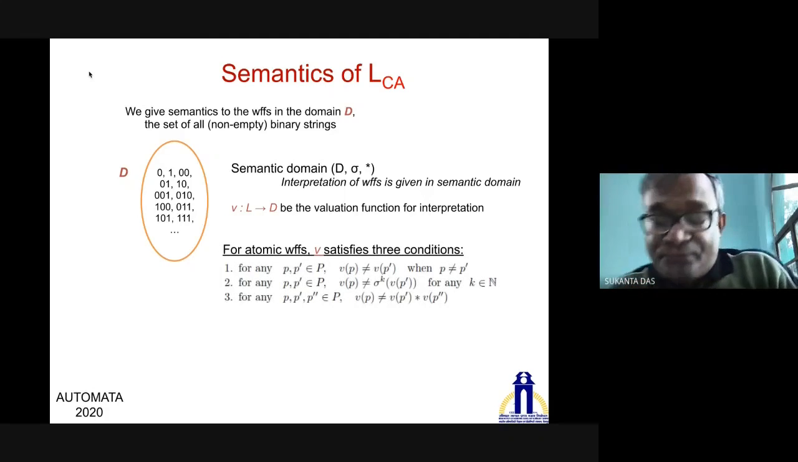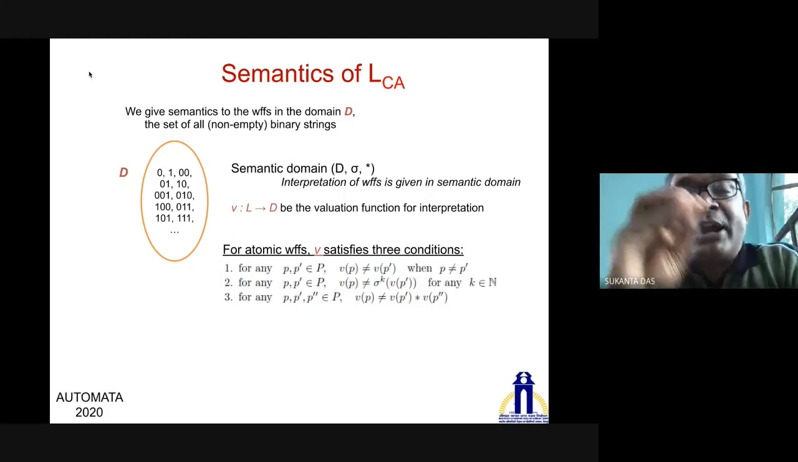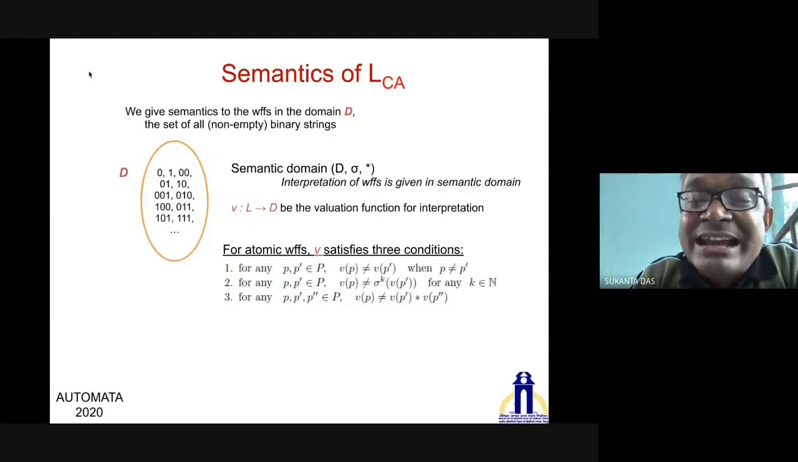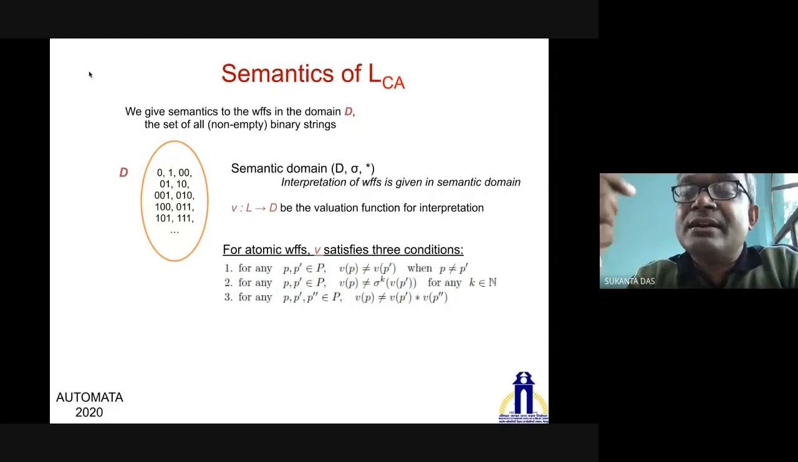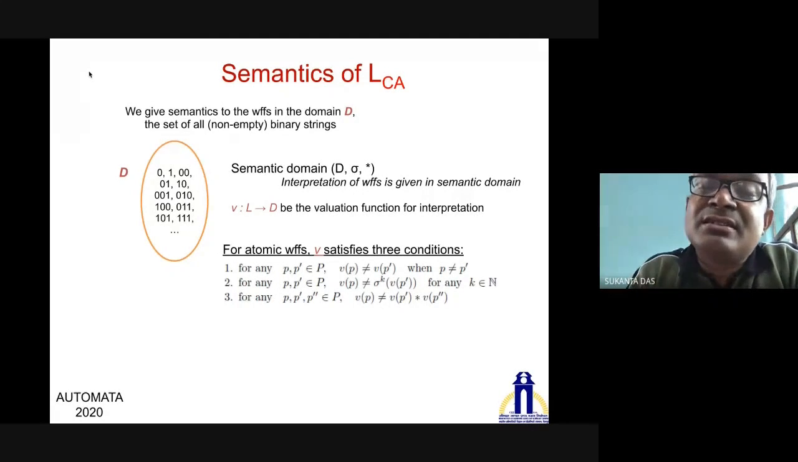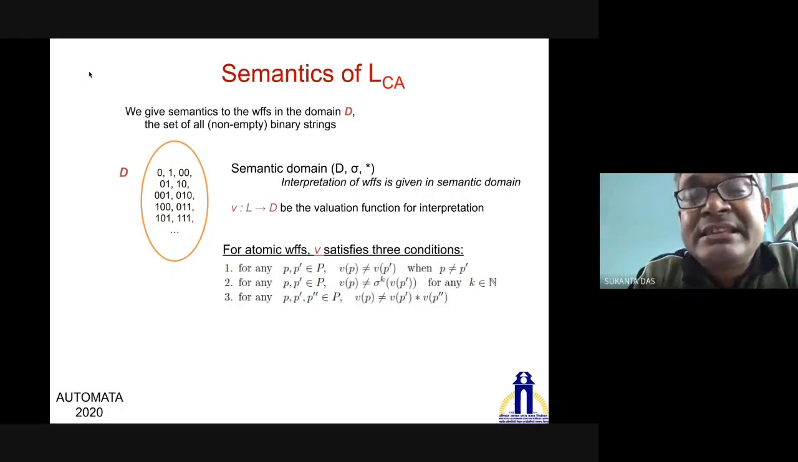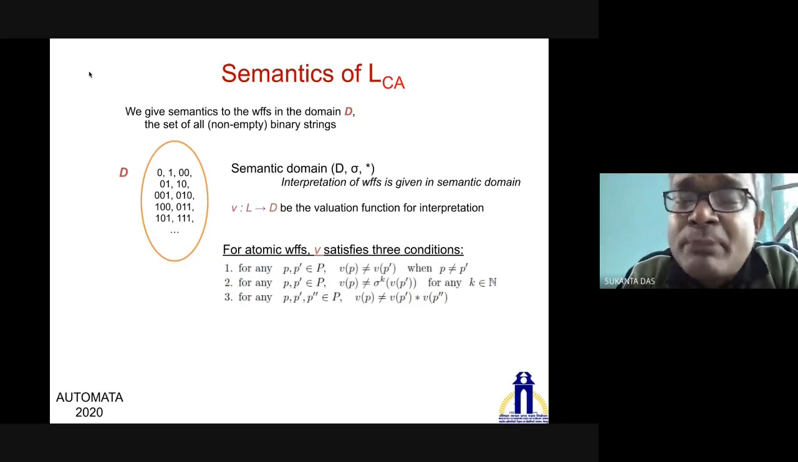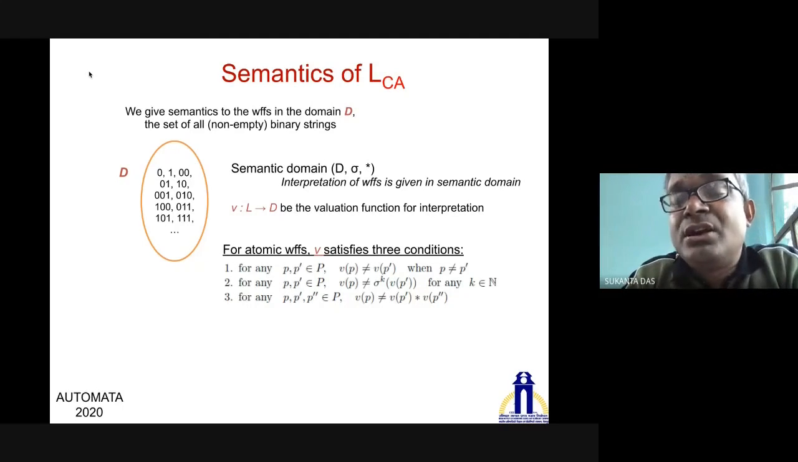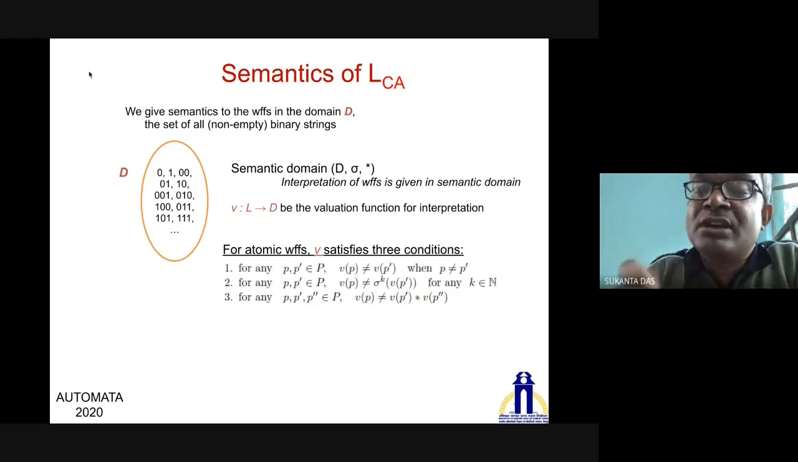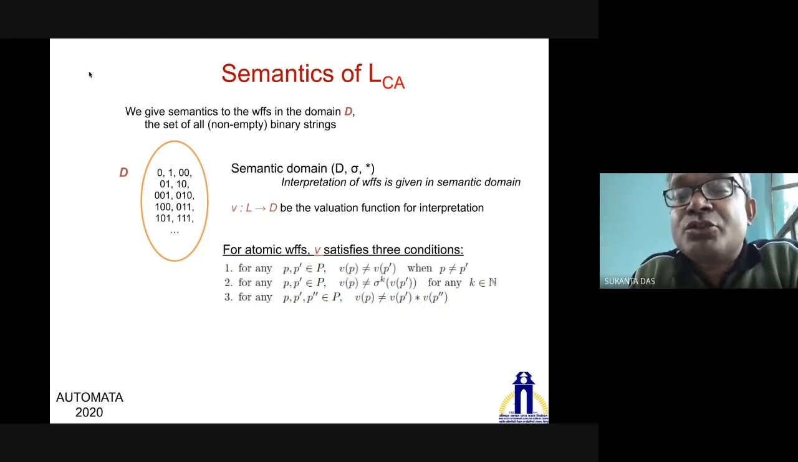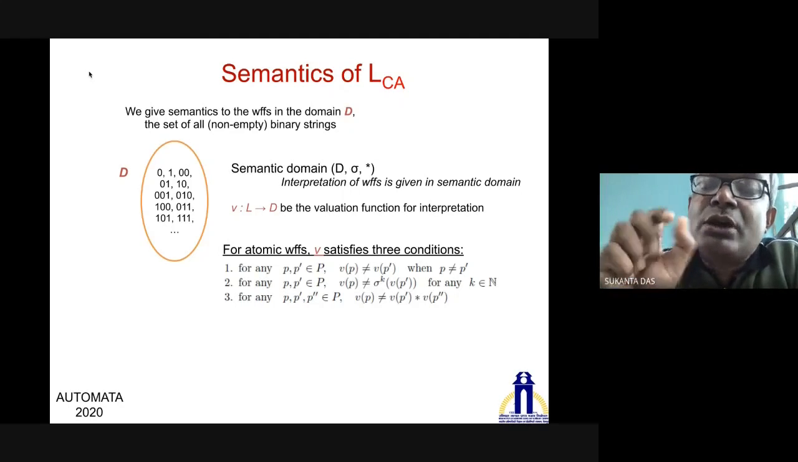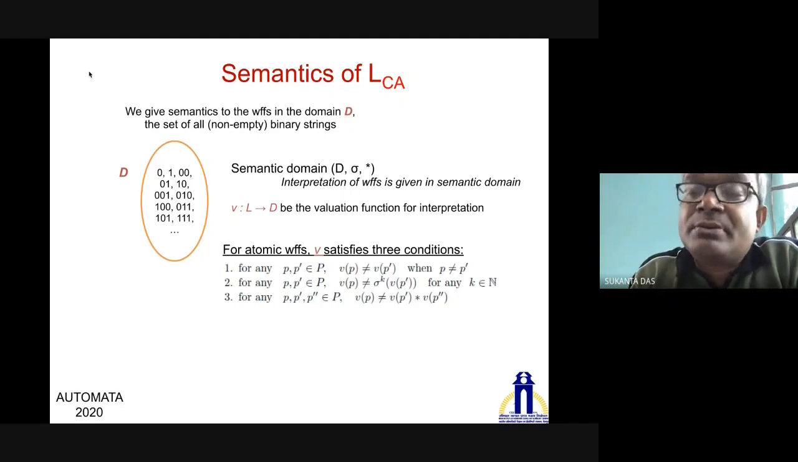Let us give some value. Let us first give valuation to the atomic formulas. So there are three conditions. You can give any valuation, but that valuation has to satisfy these three conditions. What are the conditions? Take any two atomic WFF, P and P dash. Then V of P is not equal to V of P dash when P is not equal to P dash. So the valuation will be unique; the valuations of two different formulas will be different.